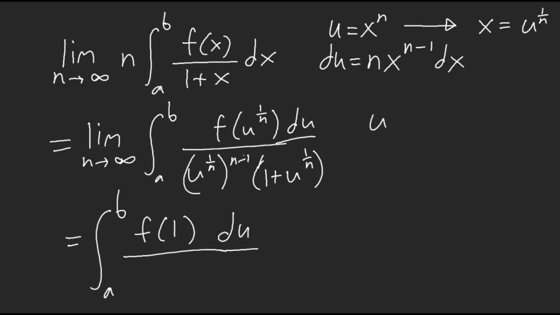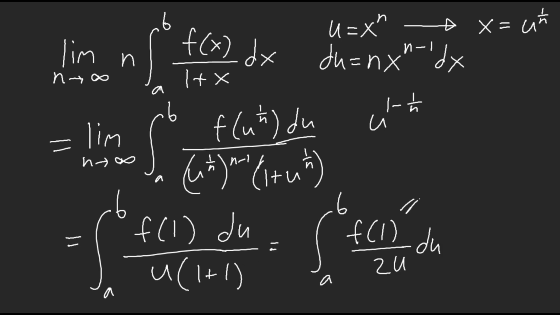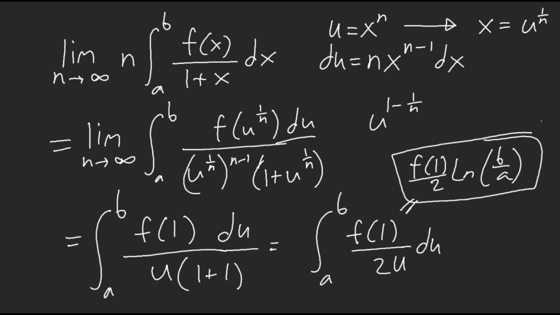This is 1 minus 1 over n, so we get u, and then 1 plus, let's see, this is 0, 1 plus 1. So now, however you want to define this, if you want to define this as ln of b over a, if that's how you want to answer it. Yeah, in a way, pretty much.